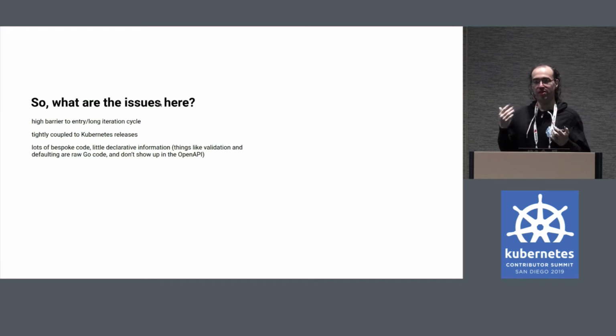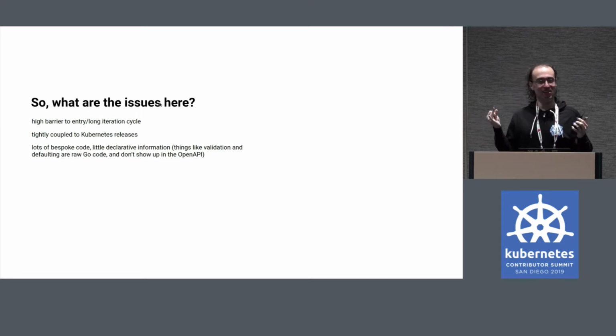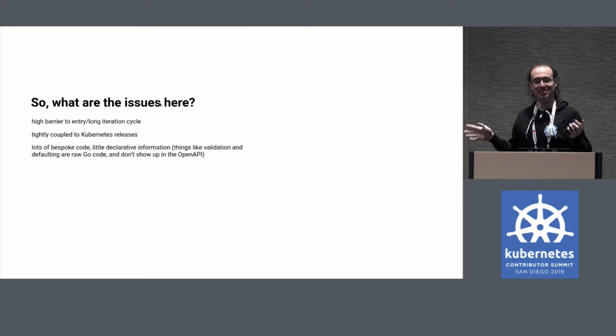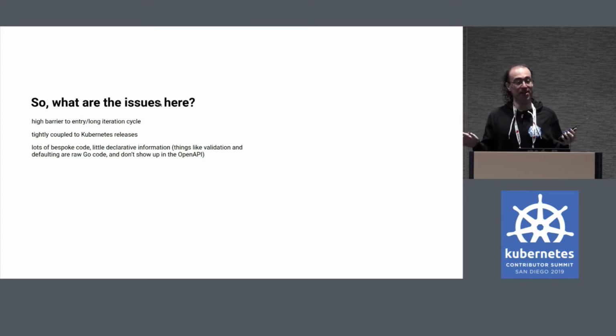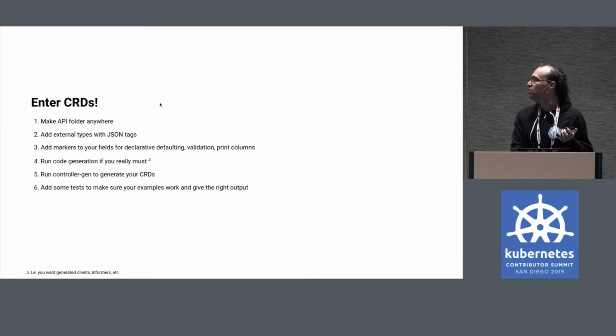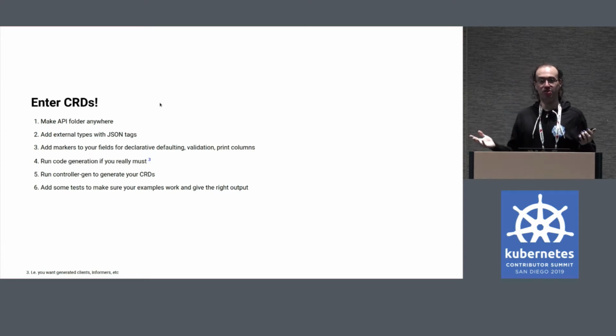And with all this manually written Go code, all they see in our OpenAPI spec is optional and the raw type, like integer or string. And this is okay for IDEs and forms, but it's not the greatest. And we can do a lot better. So what's the solution? I think the solution is CRDs.